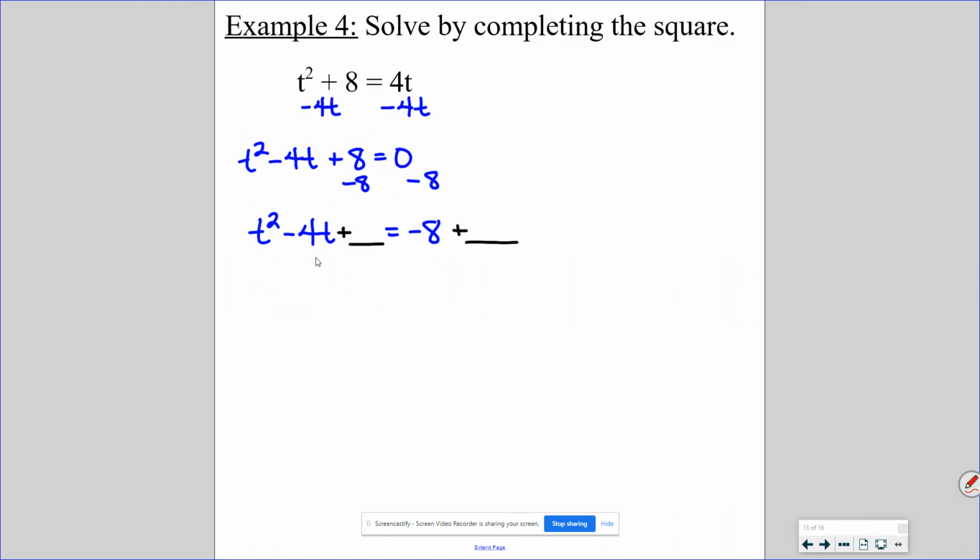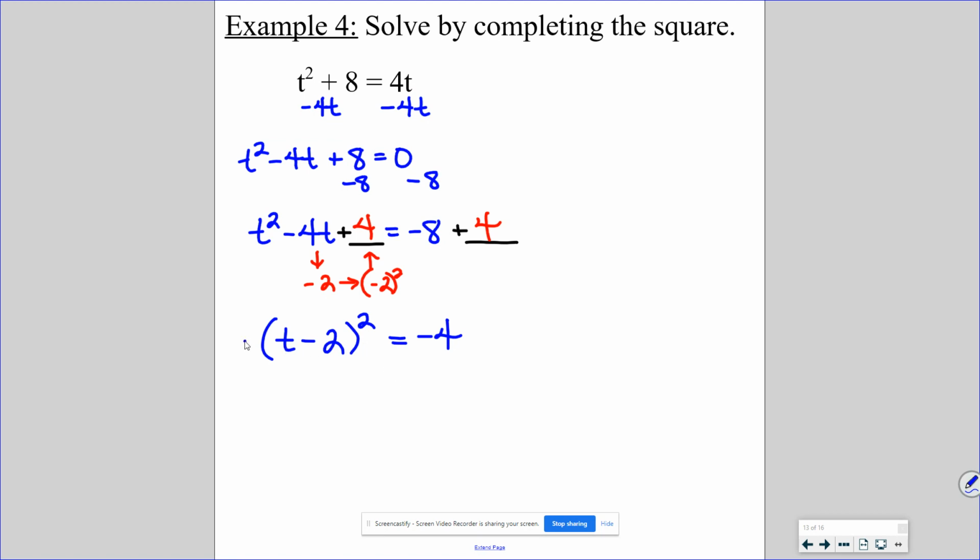Okay, so half the middle term would be -2. -2 squared should be +4. So we want a +4 added to both sides. We are going to factor, and I'm going to skip a step this time because we already know that it should be squared. And I already know 2 times 2 is 4, so I know this is going to be t minus 2 squared. The right side will be equal to -4.